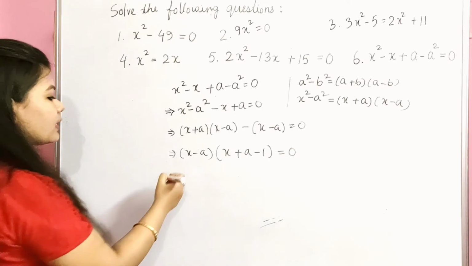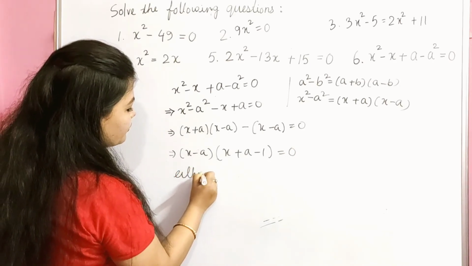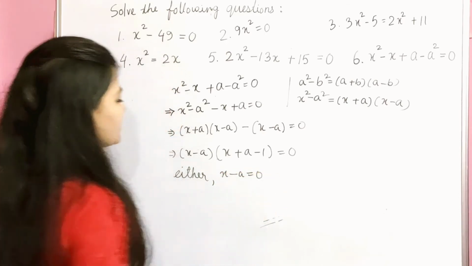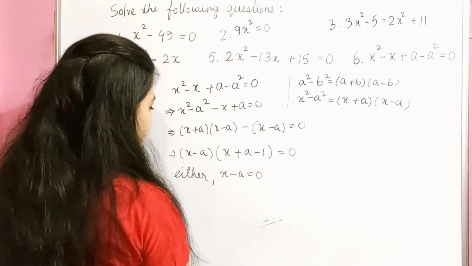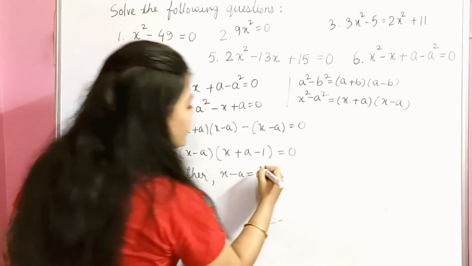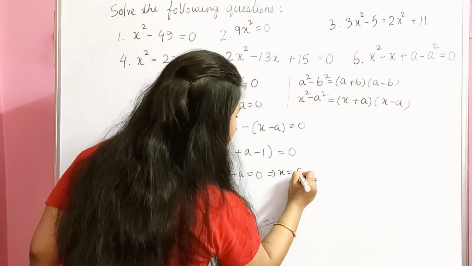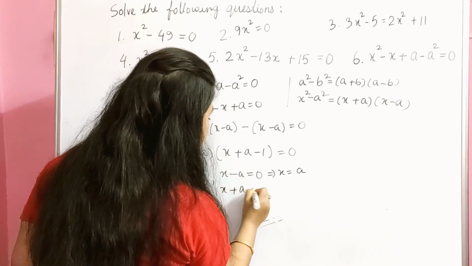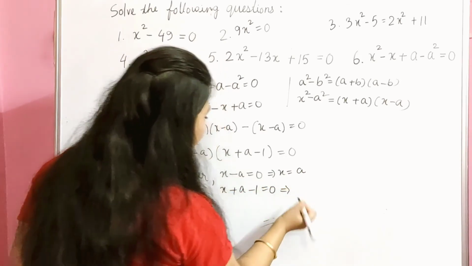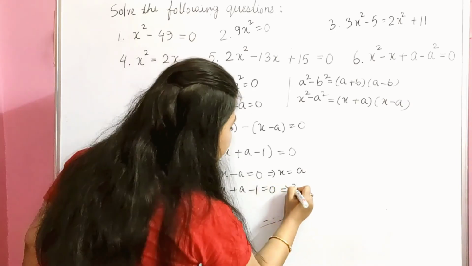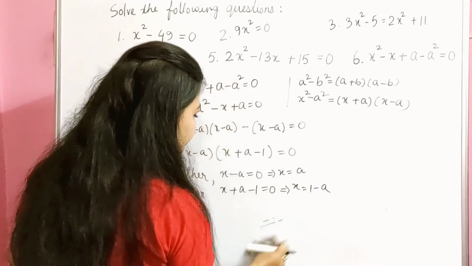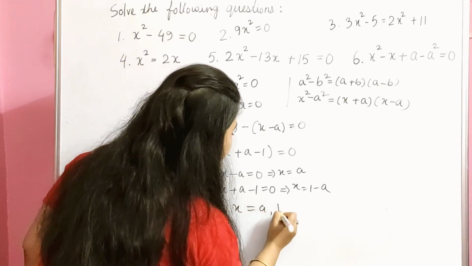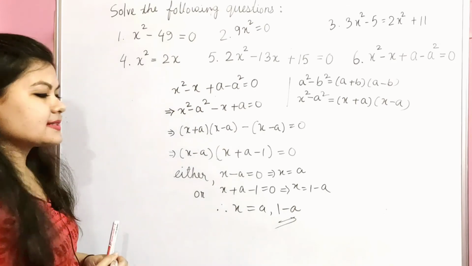Now if you arrive at this step, that means either x minus a equal to 0, that means x equal to a, or x plus a minus 1 equal to 0, that means x equal to 1 minus a. So we got the solution, x is equal to a and 1 minus a.